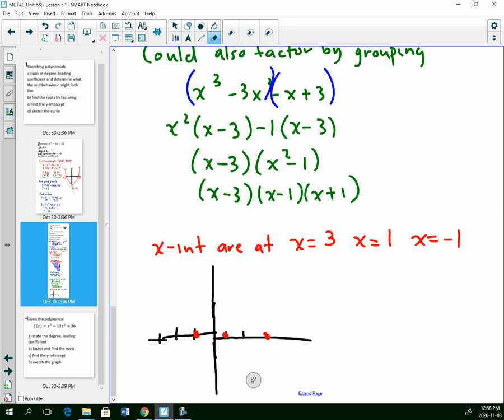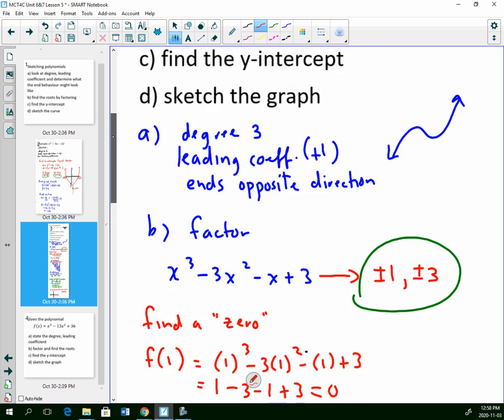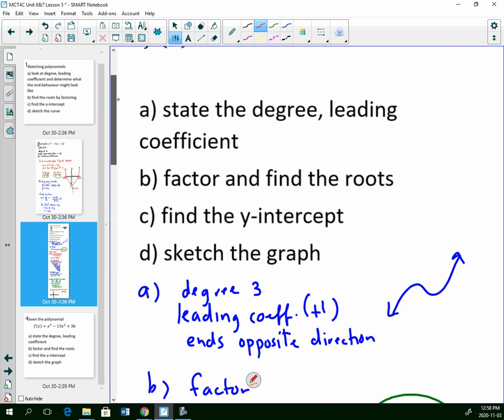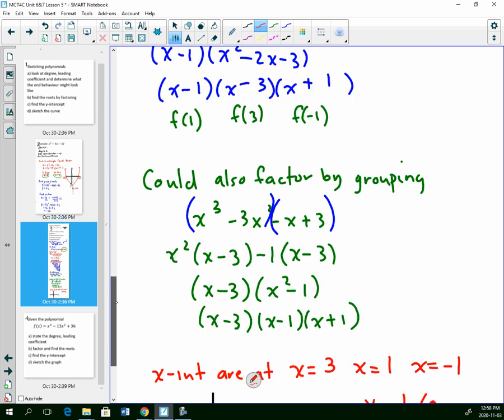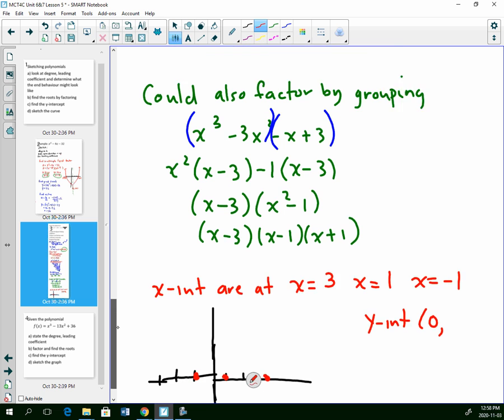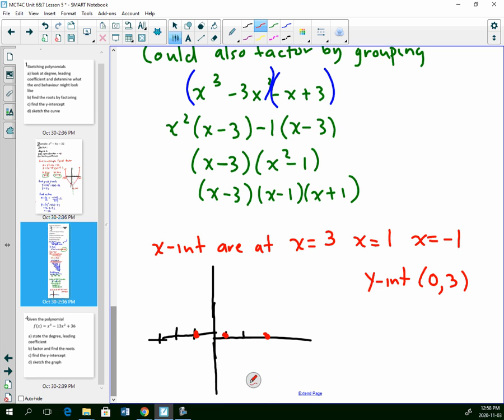And I know sort of what shape it is, so now I'm going to find my y-intercept. So I'm going to put in 0 into the equation. Oh, where's my equation? So it's 0 and 3, right?